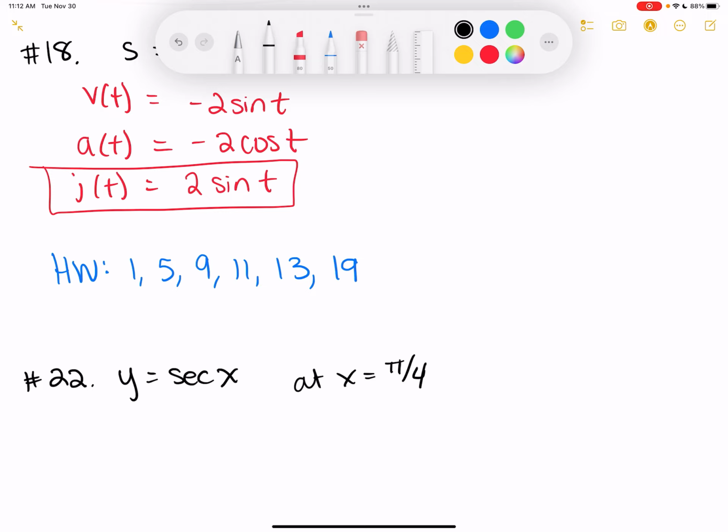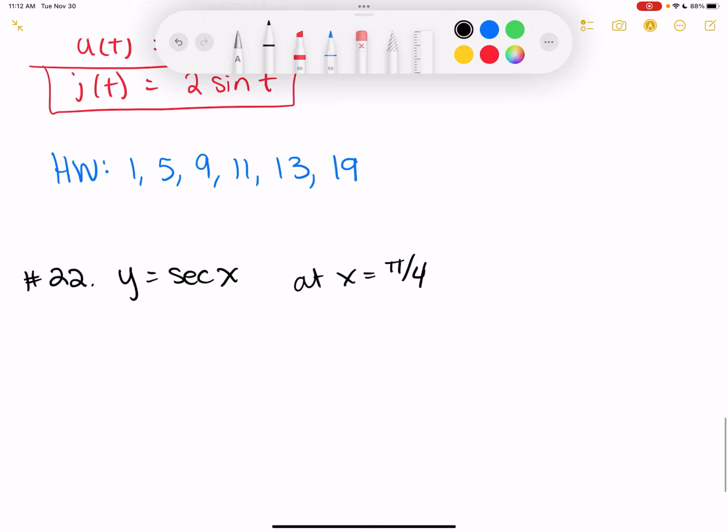All right, so we need to find the derivative and then we're going to find the slope at pi over 4. So what is the derivative of secant of x? Secant of x, tangent of x. So then I'm going to plug in pi over 4 for x. So secant of pi over 4 times the tangent of pi over 4.